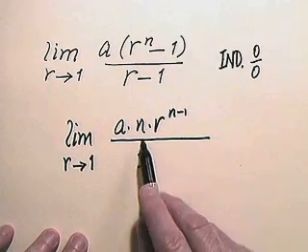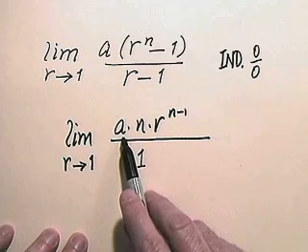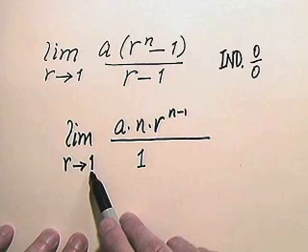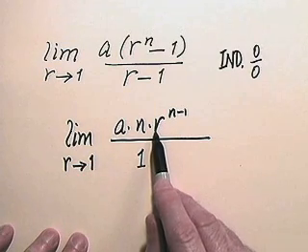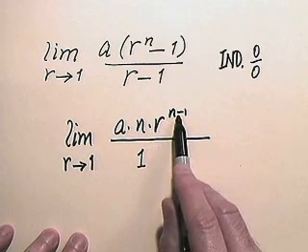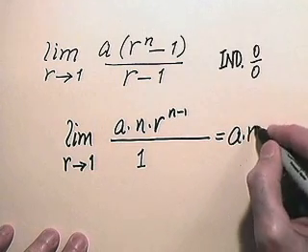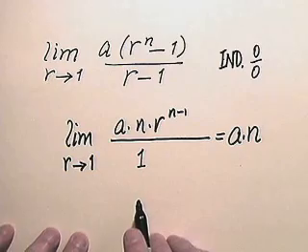And so consequently what I get is simply a times n r to the n minus 1 evaluated at r equal 1. Well, if I put r equal 1, 1 to any power is still 1, so this becomes simply a times n.